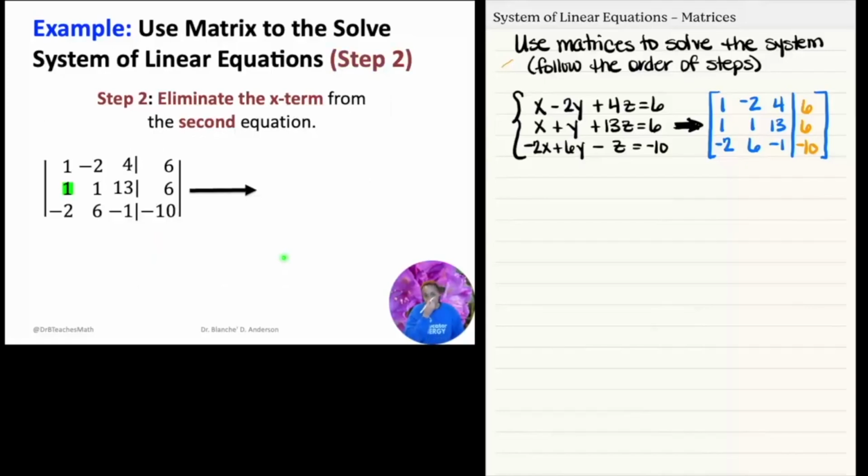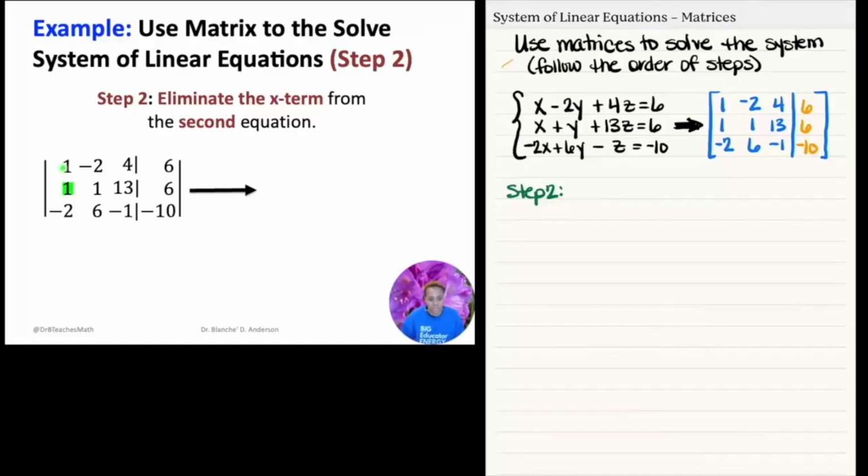Okay, so eliminate the x term from the second equation, the second row. We want that to be gone. We want that to be 0. That's what they mean by eliminate. So same elementary operations, except we're going to call it row operations now. I'll do it in green again. We're on step 2. Okay, we're eliminating the x term from the second row. So I need that to be 0.